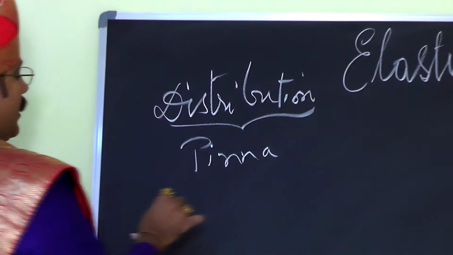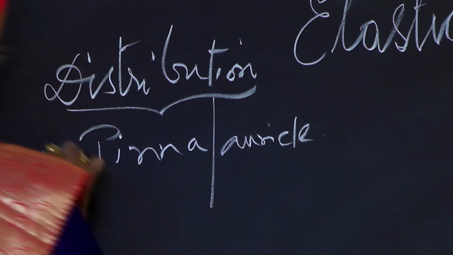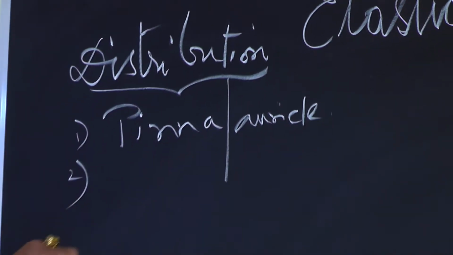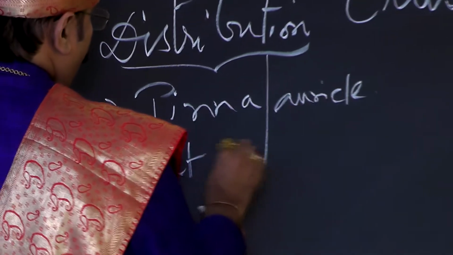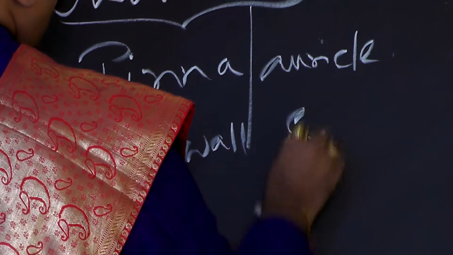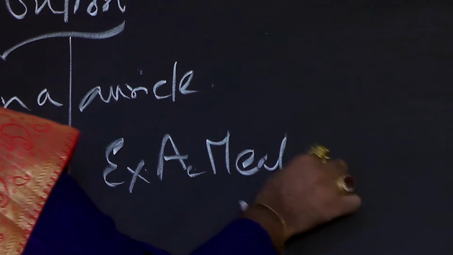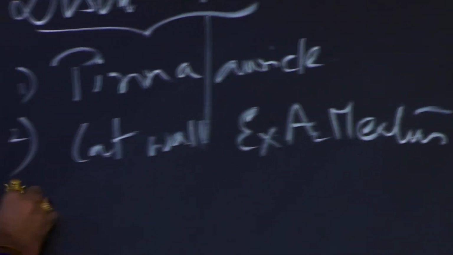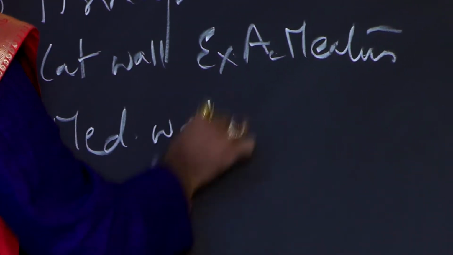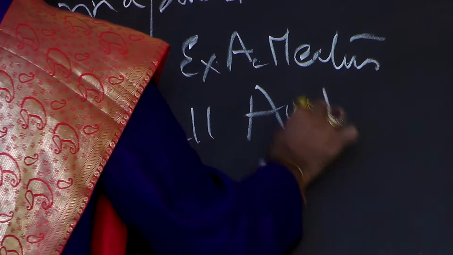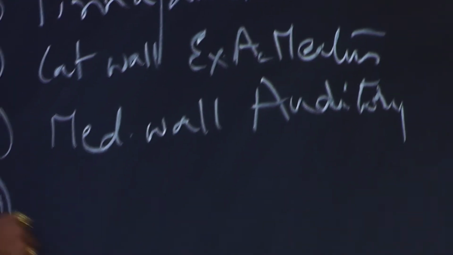The pinna, or the auricle, is made up of the elastic cartilage. This is also called the external ear, the pinna or the auricle. Then we have elastic cartilage present in the lateral wall of the external acoustic meatus, and the medial wall of the auditory tube is also made up of elastic cartilage.